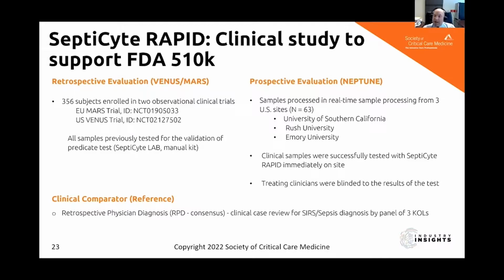But there also was a Neptune trial, a prospective evaluation that processed samples in real time from 3 sites, University of Southern California, our site, Rush, and Emory University, and used clinical samples with rapid on-site evaluation. And the treating clinicians were blinded to the results, but there was still a retrospective physician diagnosis consensus to help adjudicate the results at the end.